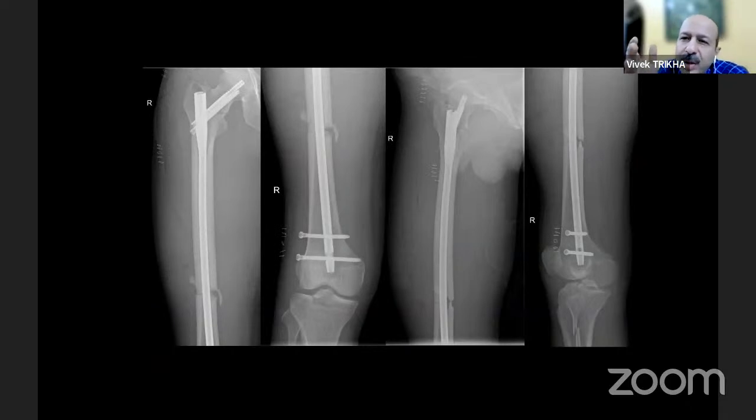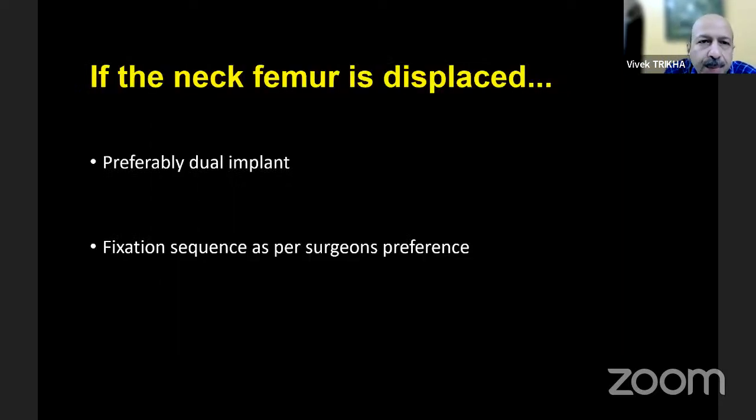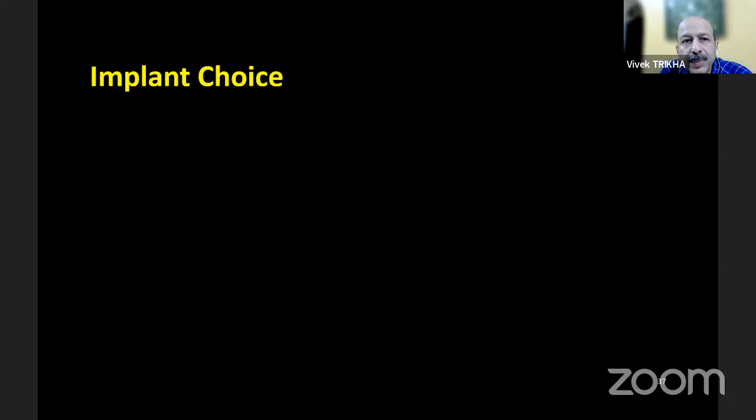So all these fractures which I've showed you have been relatively mildly displaced or undisplaced neck femur fractures. When they can be reduced on a fracture table, reduce and put in the preventive K-wires for the neck properly first, and use a single implant for such fractures for the fixation. If the neck femur is displaced, or the fractures are widely displaced, there is comminution, and most of them, being at the basicervical region, your CC screws may not be able to help, or cephalomedullary nails on their own. Then the fixation sequence or usage of dual implants is normally preferred, but whether to fix the neck first or the shaft is purely as per surgeon's preference.